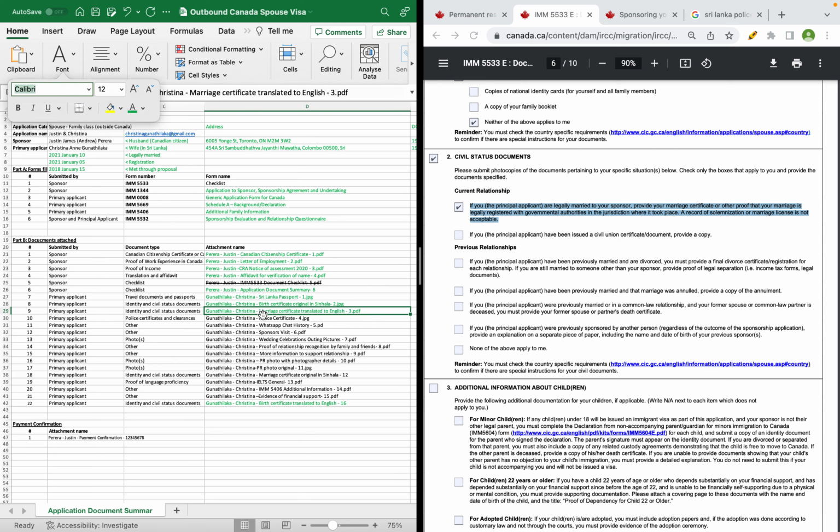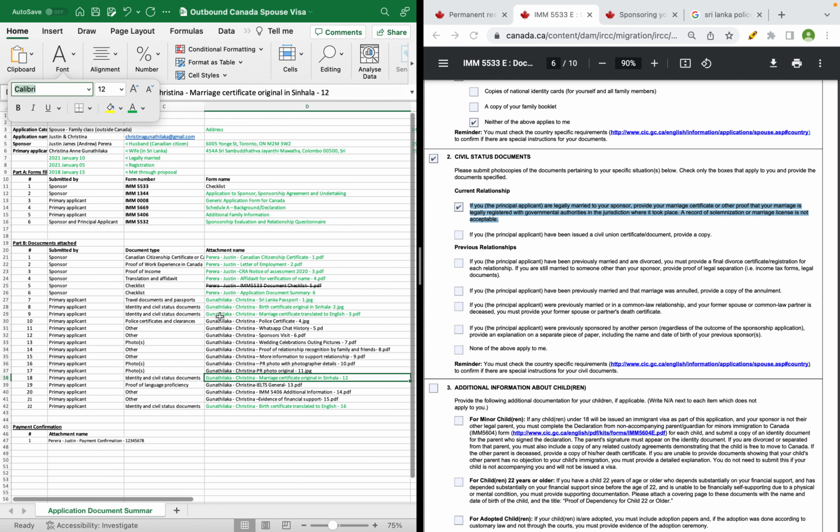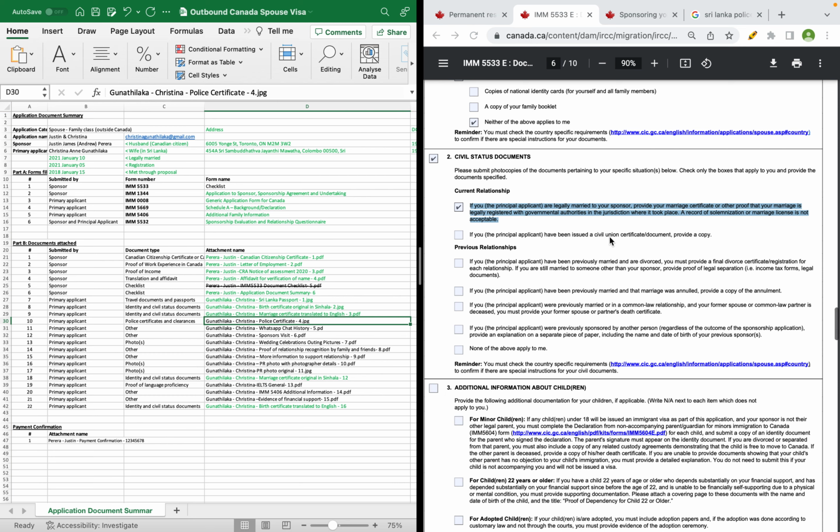And the original one, marriage certificate, original in Sinhala. Okay, there you go. So this is the Sinhala one, this is the English one. I don't know why, ideally it would have been marriage certificate English and then Sinhala, in that order, but turns out I have provided it this way. When you're doing it, try to put the similar ones together. Okay. Yeah, moving on. We don't need this one because it's not relevant.